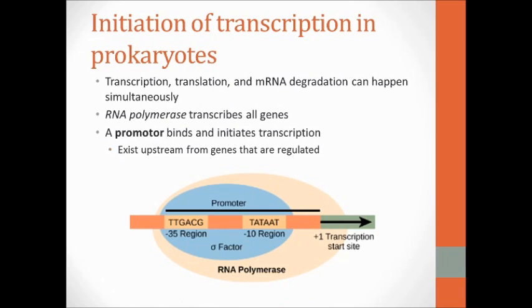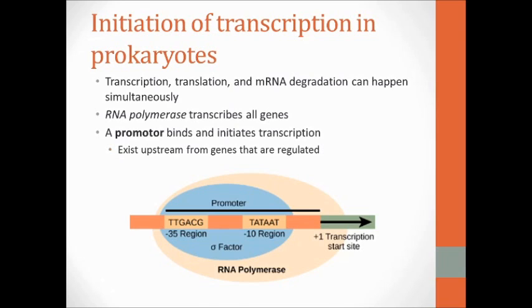So let's talk about the initiation of transcription in prokaryotes. Transcription, translation, and mRNA degradation can all happen simultaneously because there is no membrane in that nucleoid region to prevent these things from occurring simultaneously. They can all occur at the same time. RNA polymerase, the enzyme, will transcribe all genes. It's very straightforward in prokaryotes. There's just one enzyme that runs all of this.